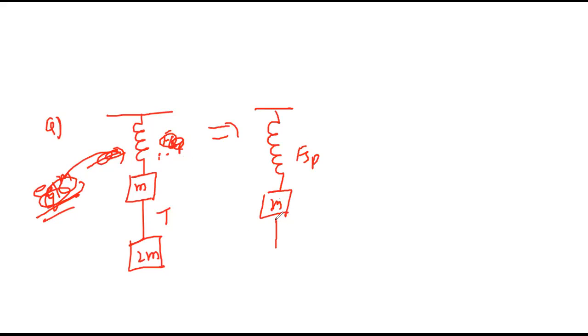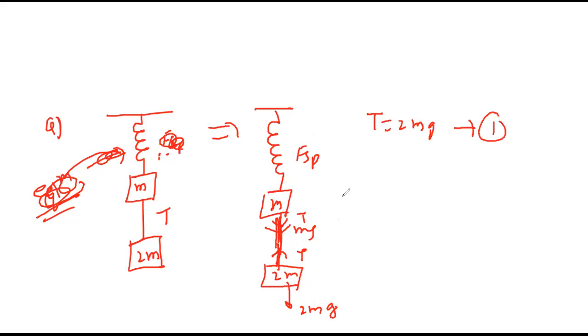Yes, sir. This is a thread, nothing will happen to it, it will not elongate, it will remain as it is. So because of the 2m, 2mg is acting downward and mg downward. Here tension T, here also tension is T. These are the forces acting on the bodies. Now if I see the second body, I can say T is 2mg because it is at equilibrium, neither moving up nor down.